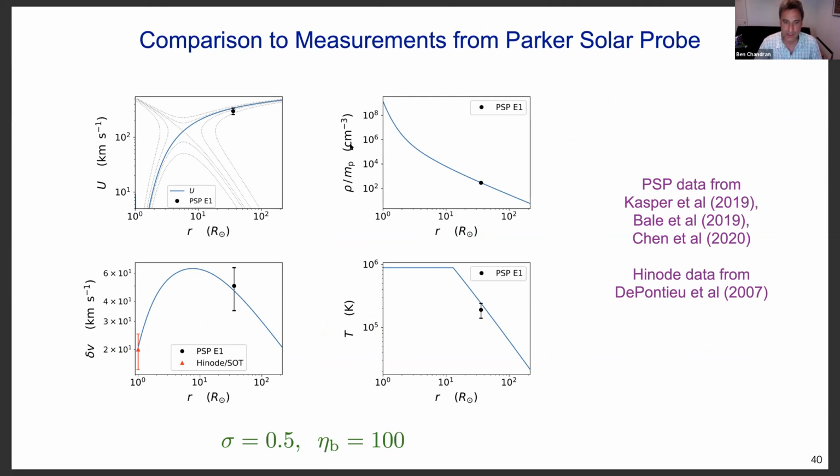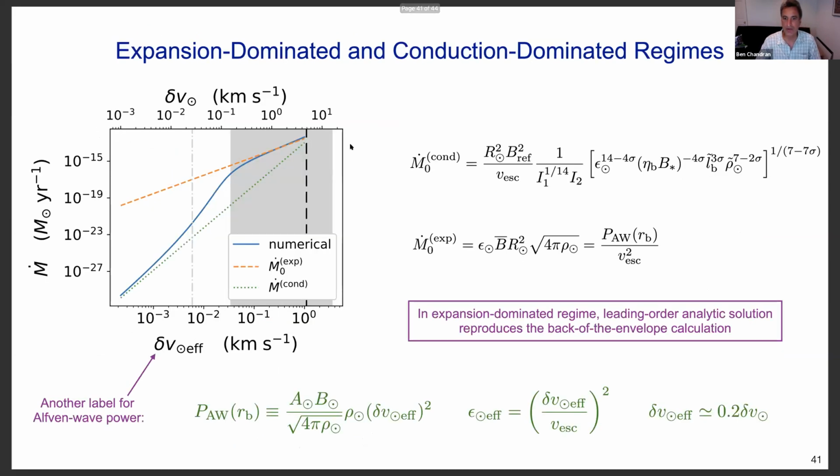Probe. There are also analytic solutions in this paper for the mass loss rate and asymptotic wind speed that match the numerical solutions of those transcendental equations. And interestingly, that back of the envelope calculation that I presented to you is the leading order analytic solution in the so-called expansion dominated regime, where the primary loss mechanism of internal energy in the sub-Alfvénic region is pressure work.